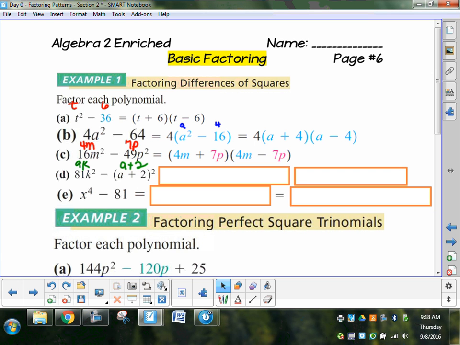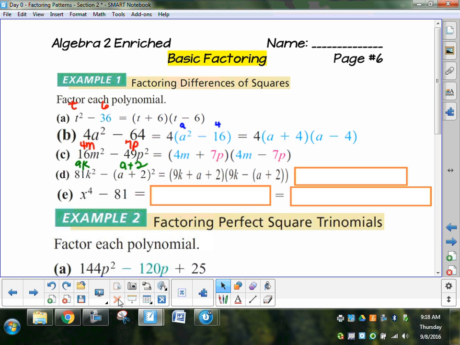I'm going to look to factor this down. You can tell me what the first factor would become. Just follow the pattern. What do you think the first binomial would be? We say binomial, it's actually trinomial. Go ahead. 9k plus the quantity a plus 2. The second part is going to be 9k minus the quantity a plus 2.